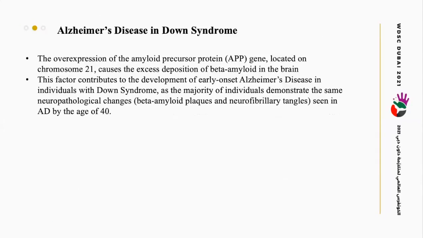Before we go into my specific hypotheses, I wanted to talk about Alzheimer's disease and Down syndrome. So in Down syndrome, we see the overexpression of the amyloid precursor protein, or the APP gene, which is located on chromosome 21. And that causes the excess deposition of beta amyloid in the brain. So basically, this protein is building up at abnormal levels in the brain. And this factor contributes to the development of early onset Alzheimer's disease in individuals with Down syndrome, as the majority of these individuals will show the same neuropathological changes, these beta amyloid plaques, the neurofibrillary tangles that are seen in Alzheimer's disease in neurotypical individuals by the age of 40. So it's coming much earlier.